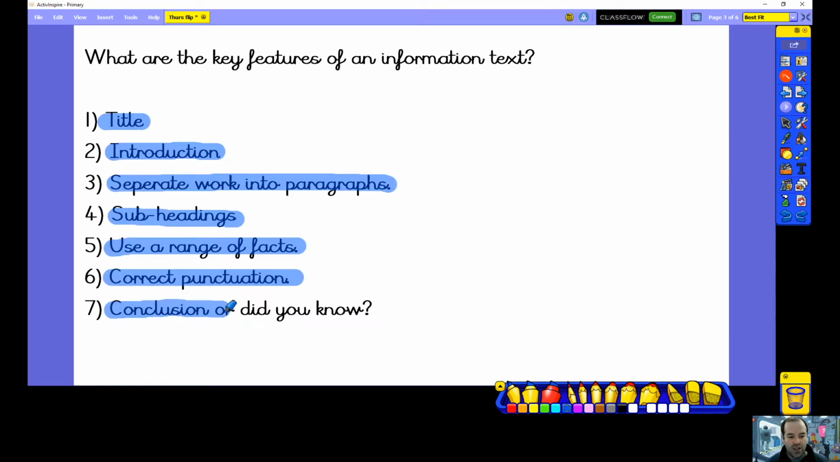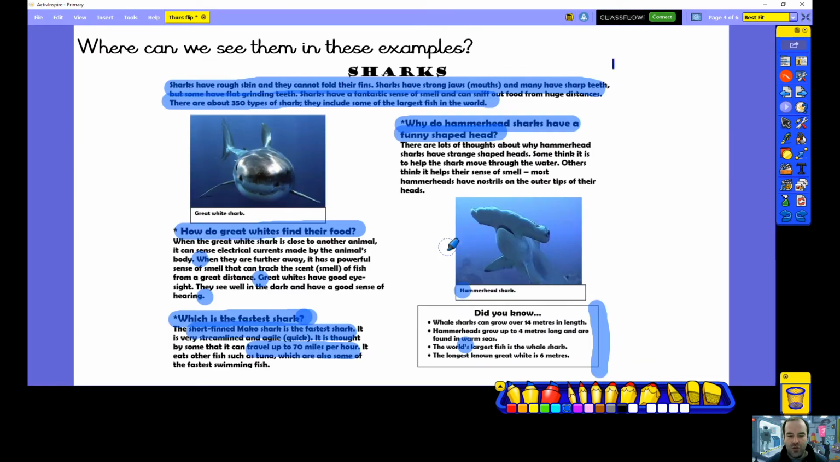Finally, a conclusion or did you know. So at the end of an information text, usually they have a conclusion or a did you know, or both. Did you know box, obviously you're very familiar with now. It's just a box like this where it has some cool facts. It's just did you know, and there are some great facts in there. And if you didn't know that, now you know. And if you did already know, you can really feel smart about it.